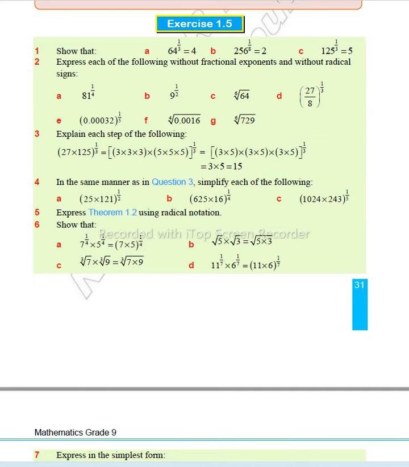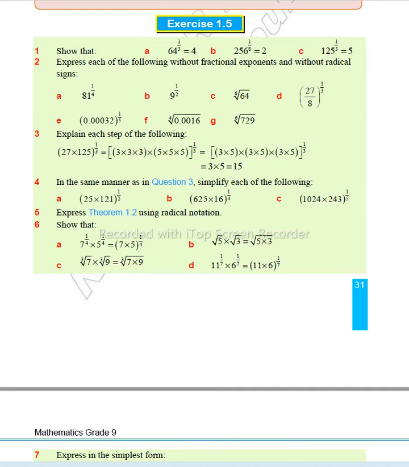27 means 3 times 3 times 3. Again, 125 means 5 times 5 times 5. So here, 3 times 5 times 3, 5 times 3 times 5. This means we have 3, 3, 3. So we can cancel this 3, which means 3 times 5, 15.